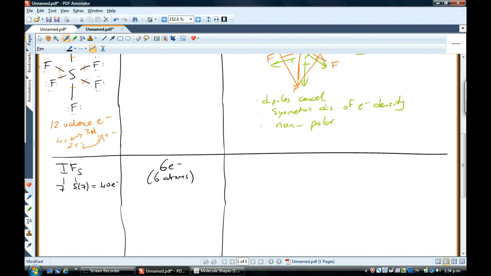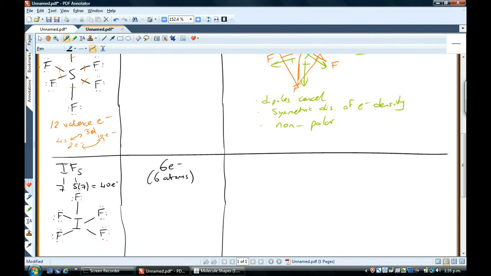And the shape for this is known as a square-based pyramid. So again, just use straight lines for simplicity's sake here. Don't need to use dashes and wedges. Their square-based pyramid is set up with the 4 fluorines at the bottom, and then the apex of the pyramid is this fluorine up the top. Make sure you put your lone pairs on the fluorines, and when you add all those electrons up, you should have a total of 40 accounted for.